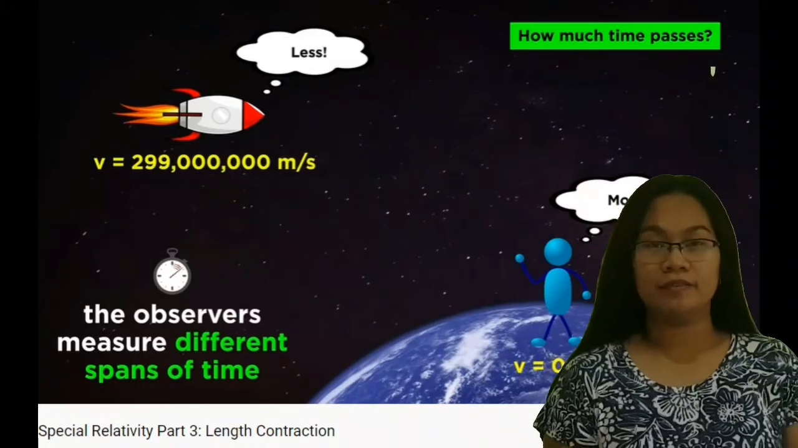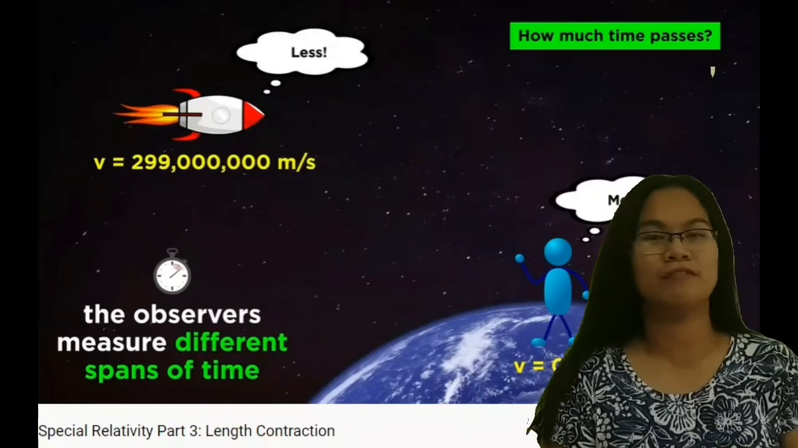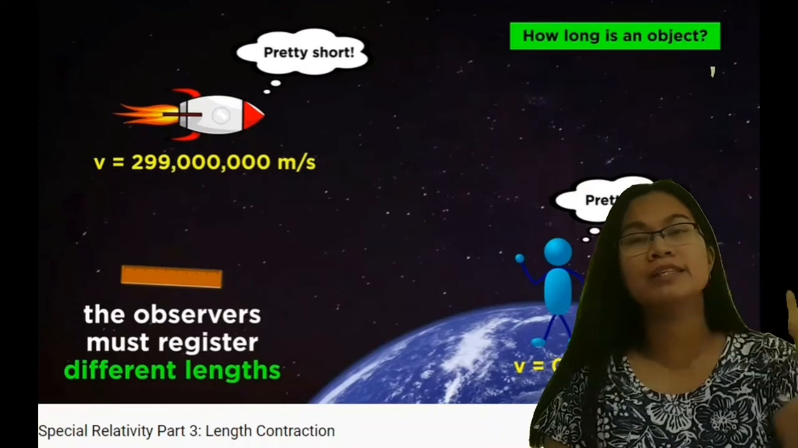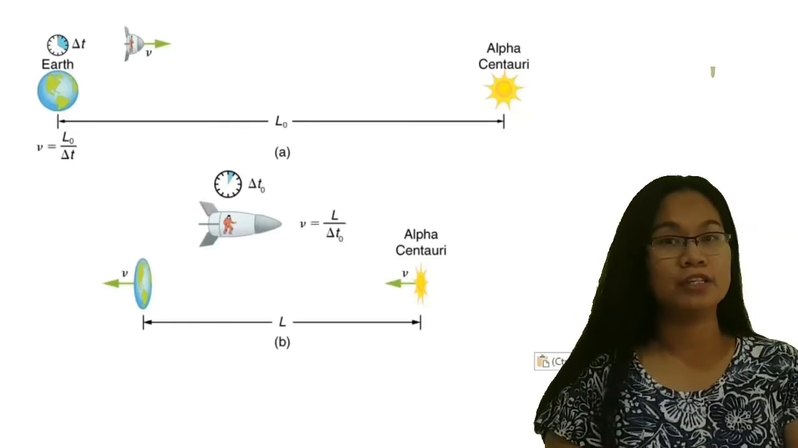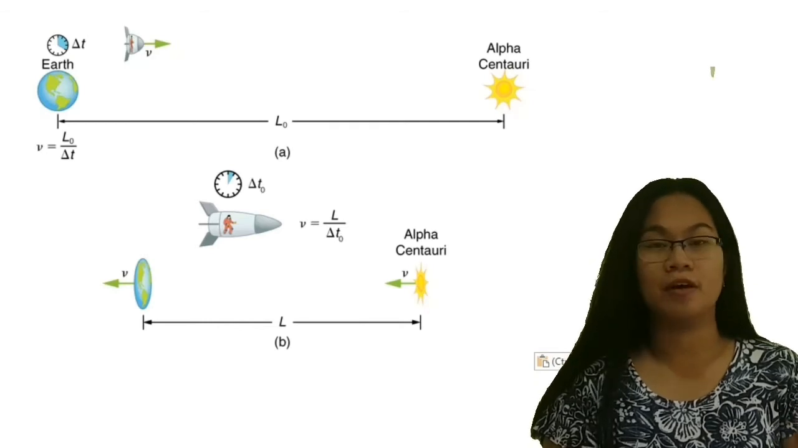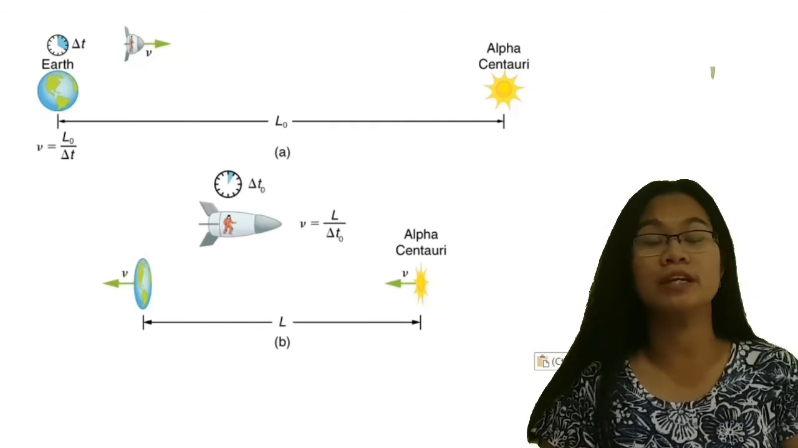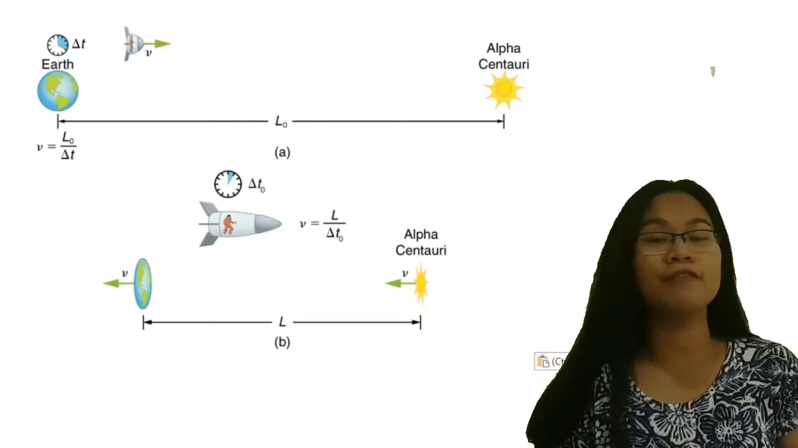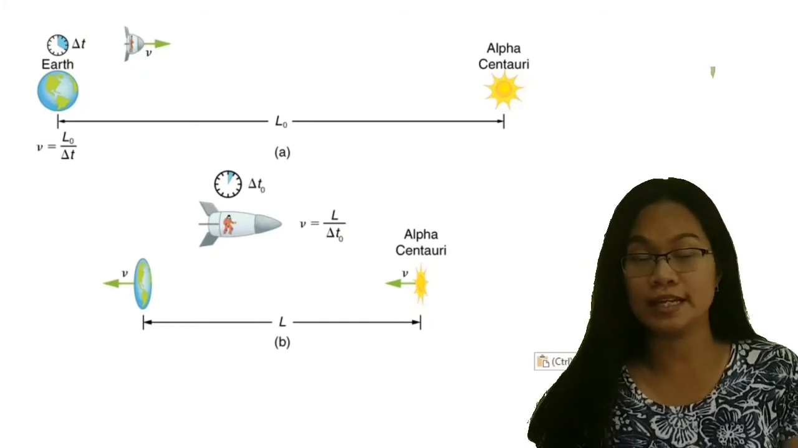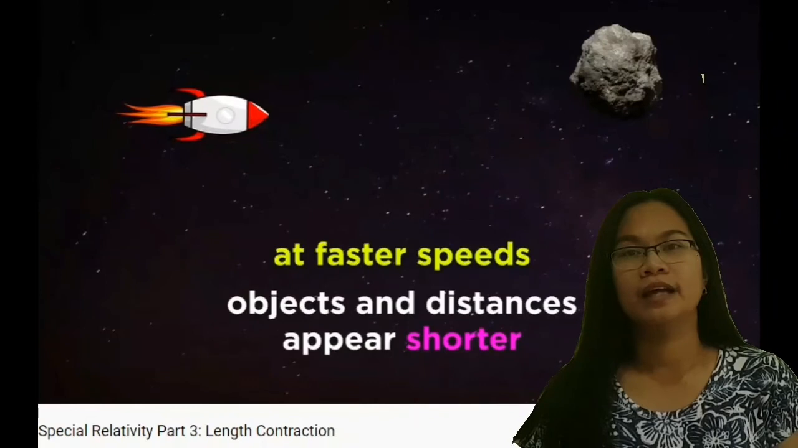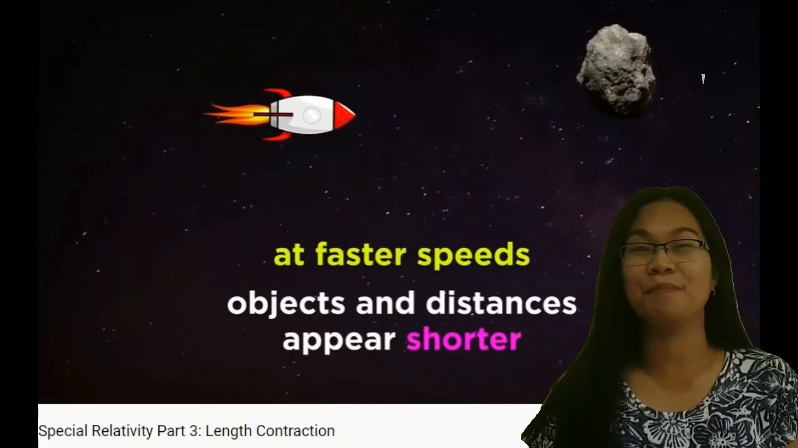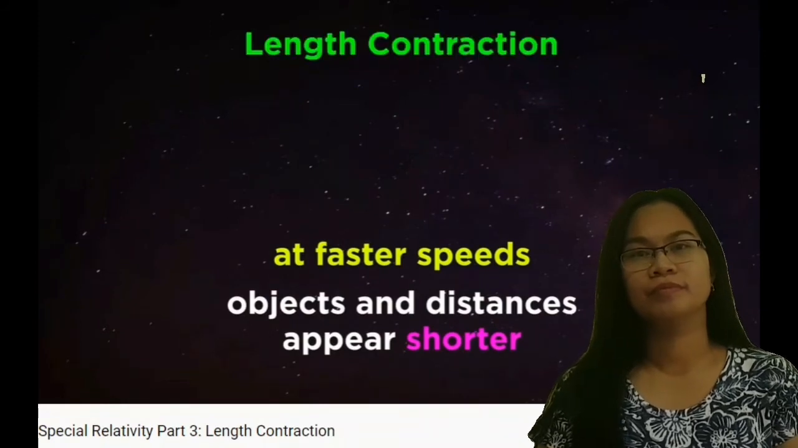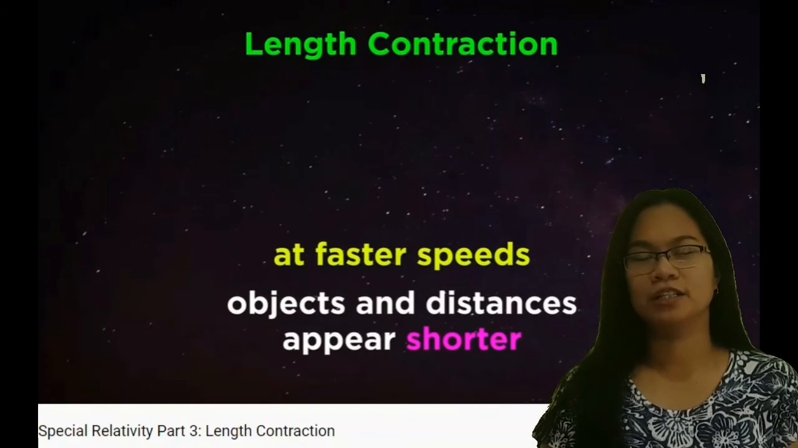Now, if time is relative, the length should also be relative because, as we have mentioned, when we talk about the speed of light, it is constant. Now, let's take a look at this system. Though the speed of the spacecraft is constant based on the observer on Earth and also based on the observer inside the spacecraft, so the velocities are the same. Since time will be different, therefore we are expecting that the distance should also be different. At faster speeds, objects and distances appear shorter. So that is length contraction.